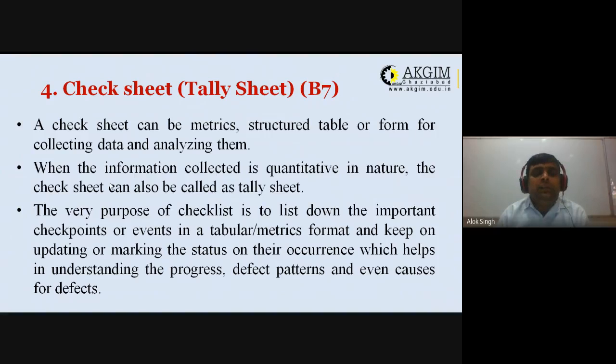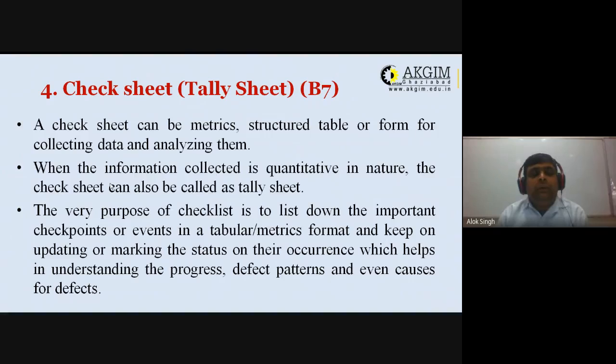So a check sheet can be a matrix, structure, table, or form for collecting data and analyzing it. When the information collected is quantitative in nature, the check sheet can also be called a tally sheet. If you are using a quantitative check sheet, that is known as a tally sheet, and a qualitative check sheet is like, as I said earlier, when you are going to buy something and you maintain a list of the commodities you are going to acquire. So this is basically the check sheet or checklist.